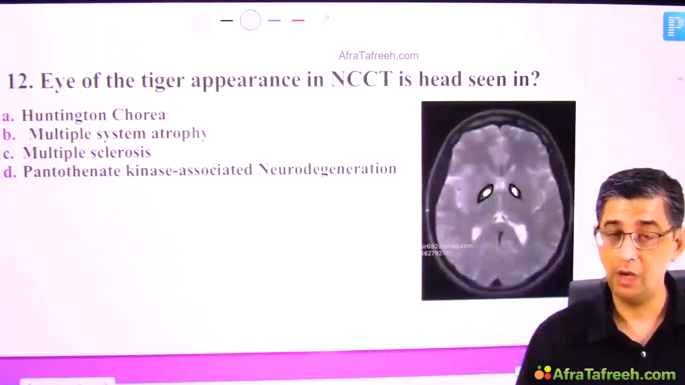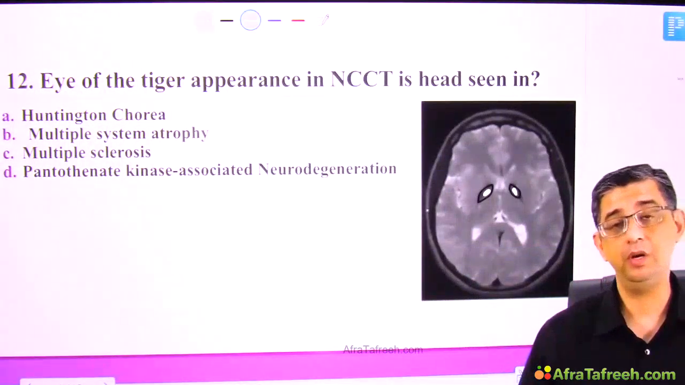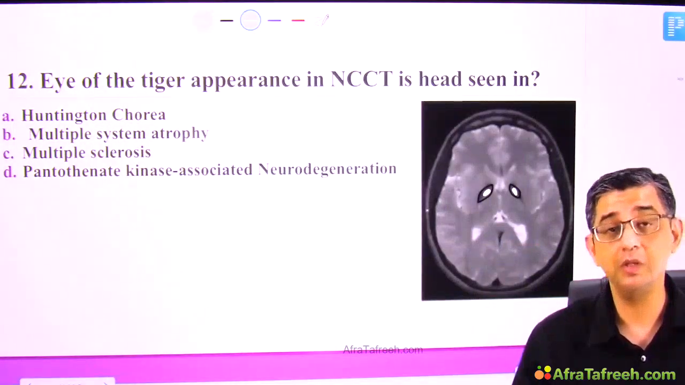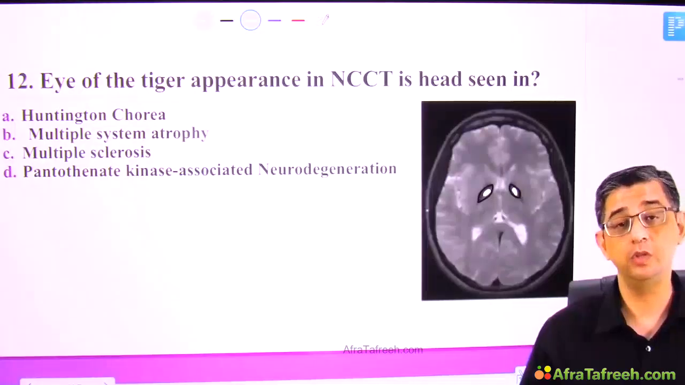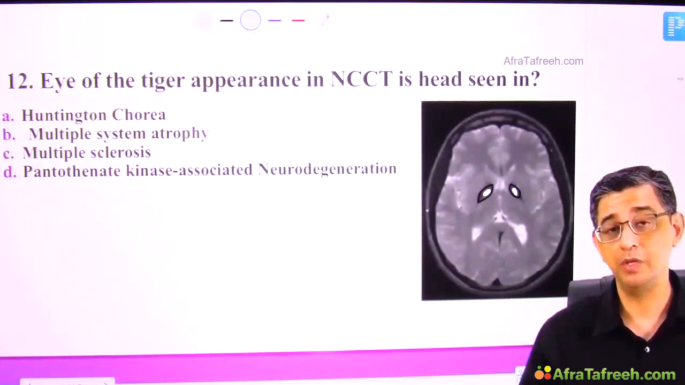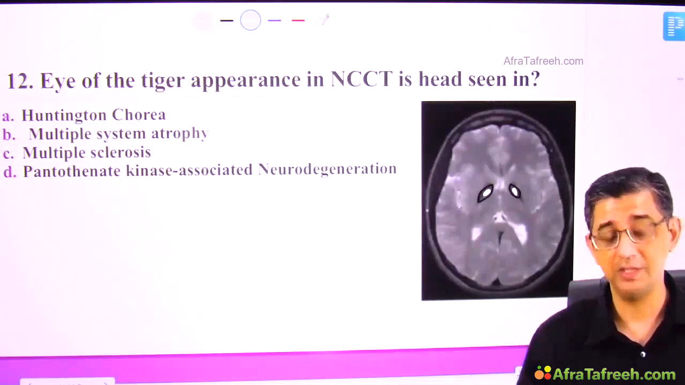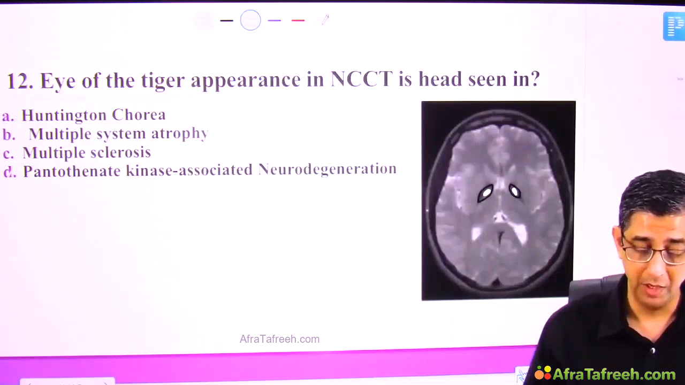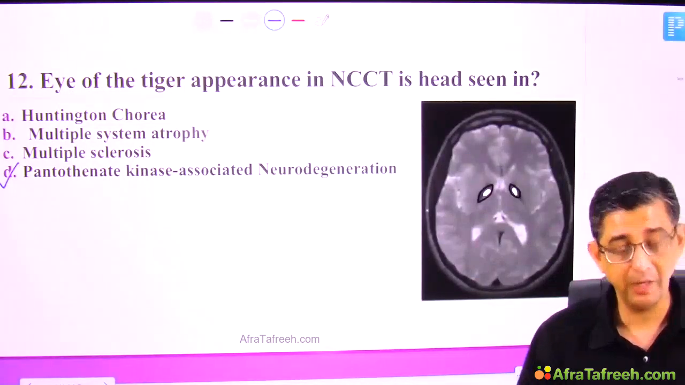Well, the answer to this is going to be the disorder in which there is iron deposition in the basal ganglia. There is iron deposition in the putamen, and that disease where you have iron deposition in the putamen is called pantothenate kinase associated neurodegeneration. The correct answer to this question is option number D.